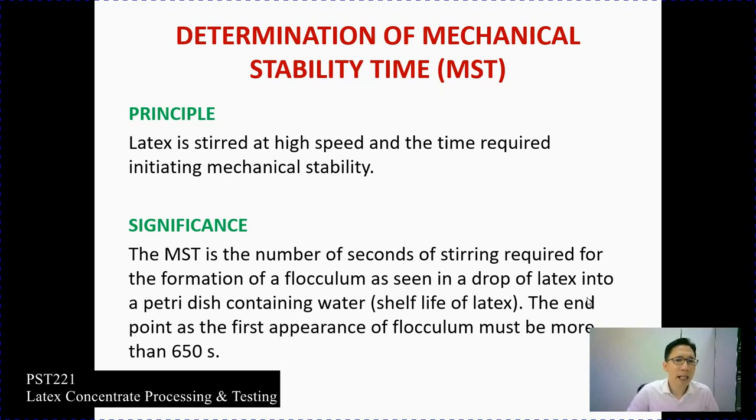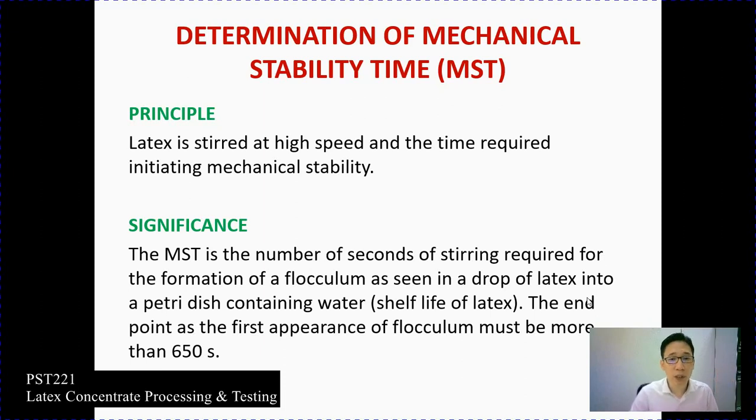Okay, the principle: latex is stirred at high speed and at the time required initiating the mechanical stability. So the significance of this testing, the MST is the number of seconds of stirring required for the formation of the flocculum, as seen in a drop of latex put into a petri dish containing water, which indicates the shelf life of latex. The endpoint of the first appearance of flocculum must be more than 650 seconds.